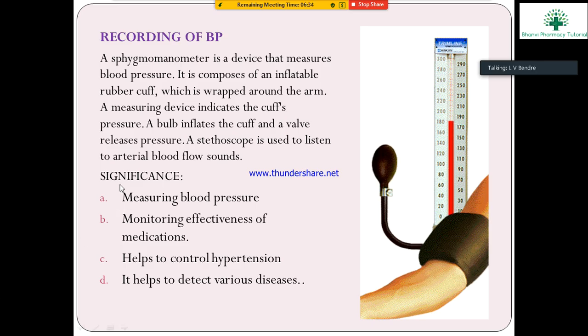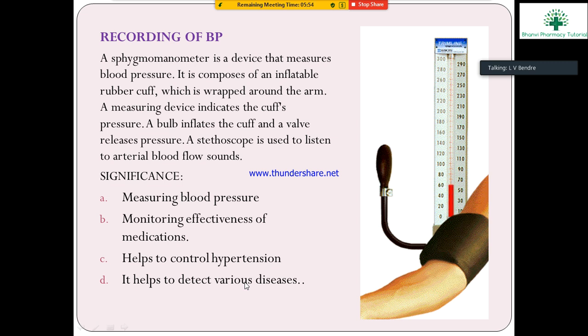Next, the significance of measuring blood pressure. It is the recording of the BP. Measuring blood pressure helps monitor the effectiveness of medications and helps to control hypertension. What is hypertension? Hypertension is elevated, increased blood pressure. It also helps to detect various heart diseases.